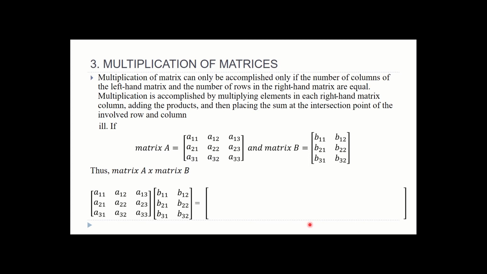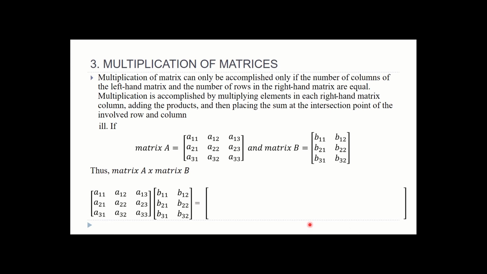Multiplication of matrices. Multiplication of matrices can only be accomplished if the number of columns of the left-hand matrix and the number of rows in the right-hand matrix are equal. Multiplication is accomplished by multiplying each element in each row of the left-hand matrix by the corresponding element in each column of the right-hand matrix, adding the products, and then placing the sum at the intersection point of the involved row and column.